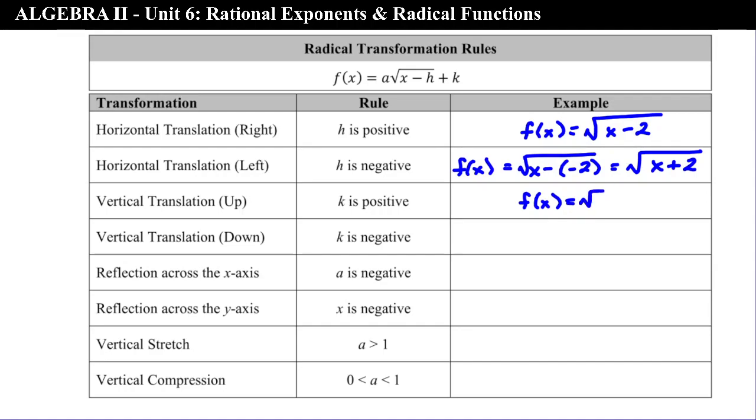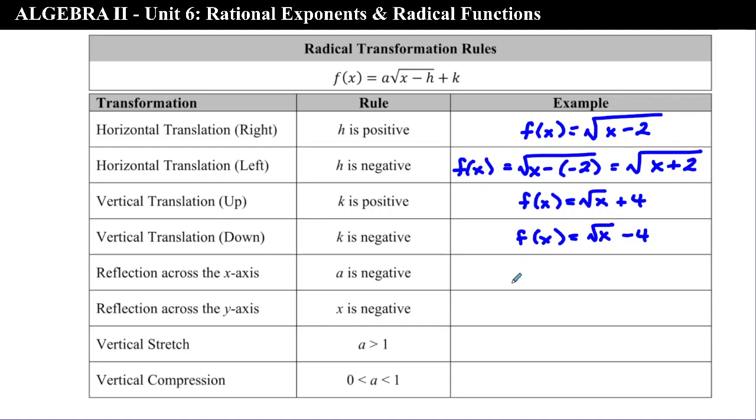Now, for a vertical translation up, it's very similar to what you're used to. F of x equals the square root of x plus 4 on the outside. F of x for a translation down will equal square root of x minus 4, that minus 4 being outside of the square root.